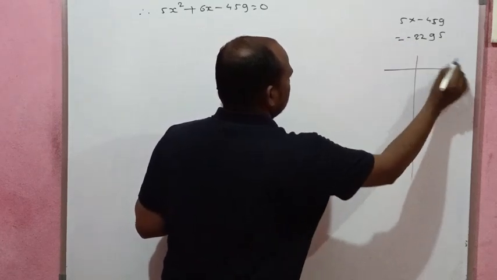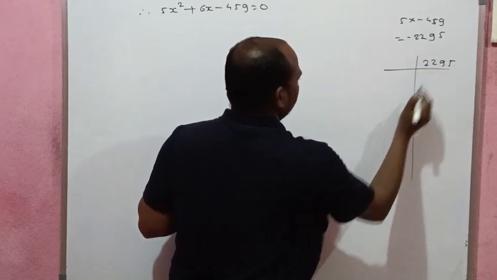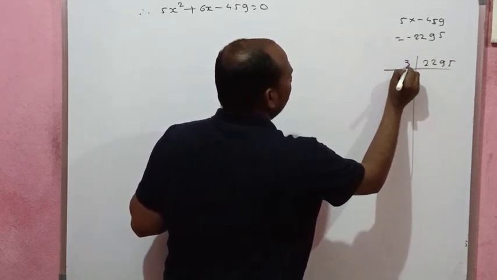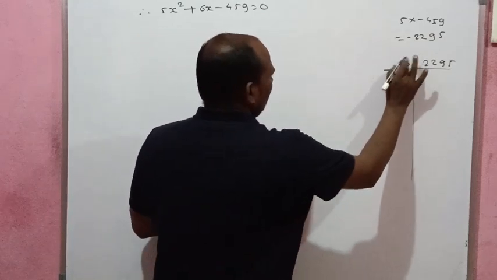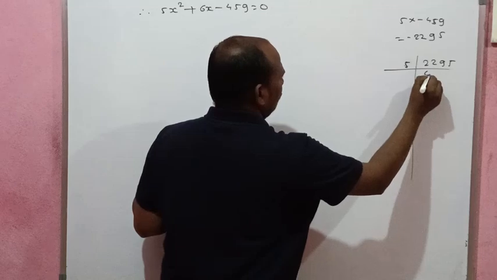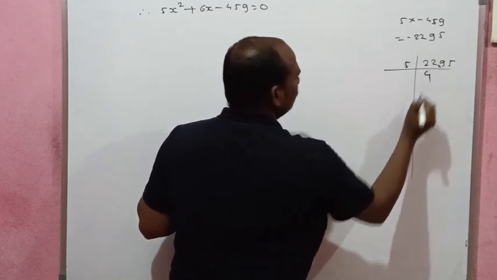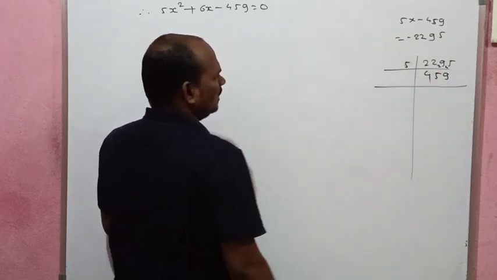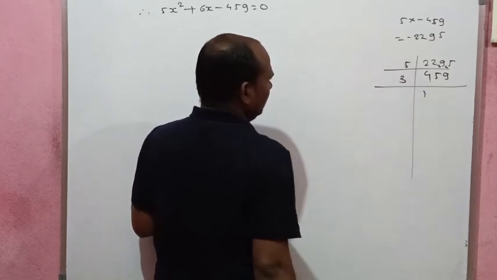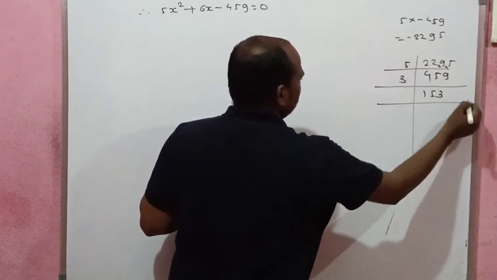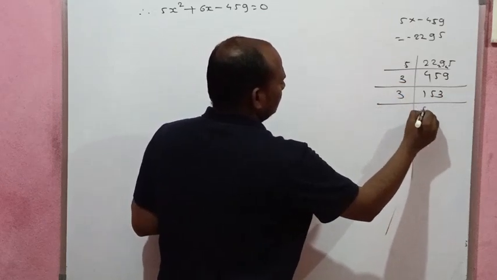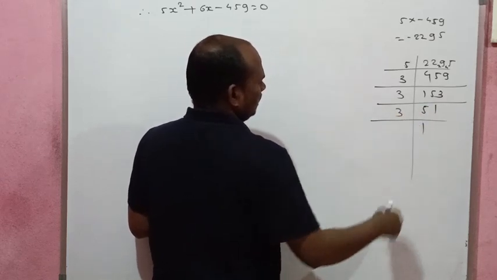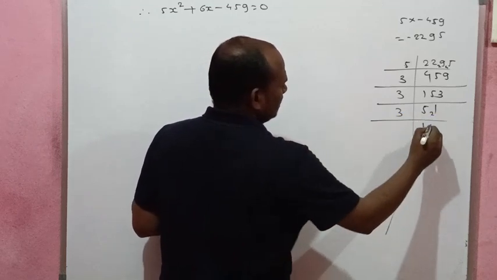We can factorize 2295. First we factorize by 5. That is 5 4s are 20, carry 2. 5 5s are 25, carry 4. 5 9s are 45. Again by 3: 3 1s are 3, 3 5s are 15, 3 3s are 9. Again 3: 3 1s are 3, 3 5s are 15. Again 3: 3 1s are 3, carry 2, 3 7s are 21.